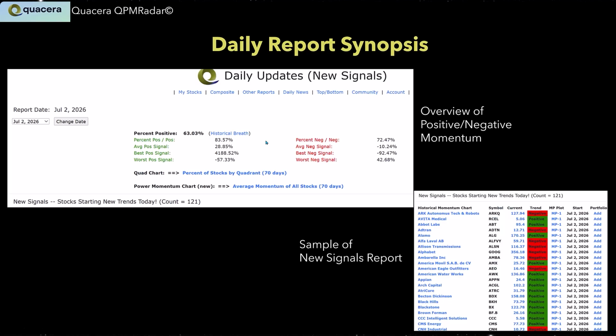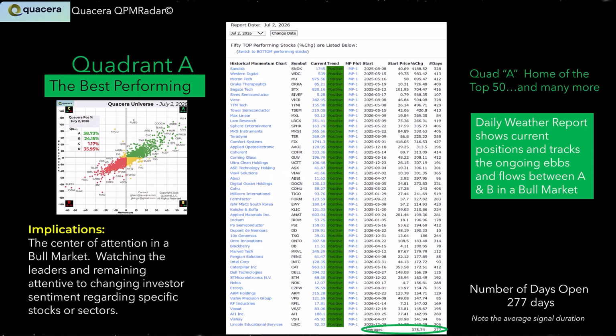But also on the data report page are the new signals for that day, the positive and negative signals that are new for that day.